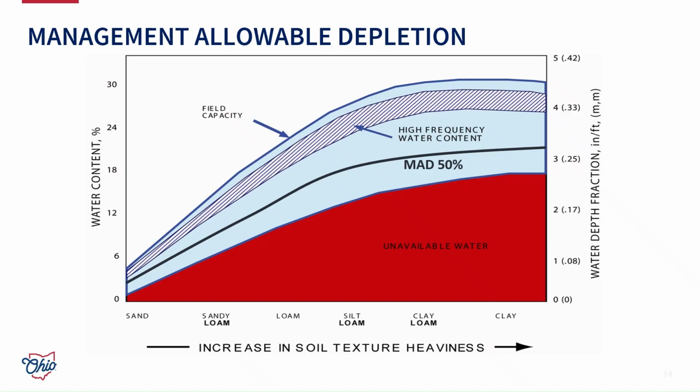An example of what that management allowable depletion looks like: that top curve is the field capacity, the maximum amount of water that's stored in that field based on some of the different soil textures. We have a pretty high frequency of where we're going to be supplementing irrigation, where the water in the soil is going to fluctuate. But as we creep down and hit that MAD point, we might want to kick on our irrigation. You can see that's always going to be above that wilting point, where there's unavailable water for the crops being grown.